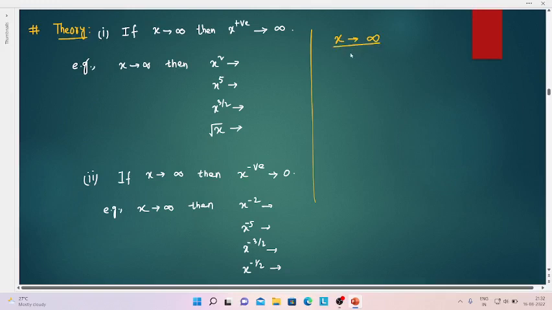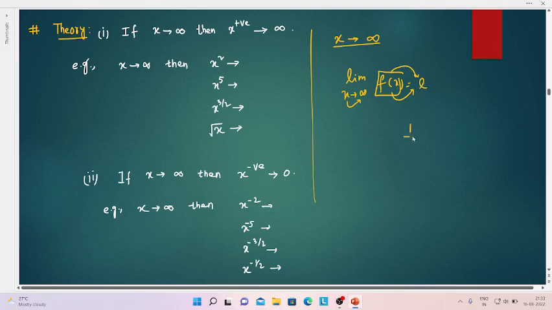What does it mean when x approaches infinity? If we write the limit as x approaches infinity of f(x), it means that as x becomes larger and larger, f(x) tends to some value. Suppose the limit as x tends to infinity of f(x) is L. That means as x becomes larger and larger, the function f(x) tends to the value L, right?